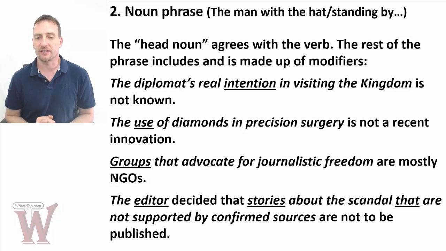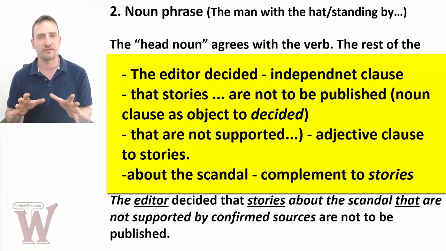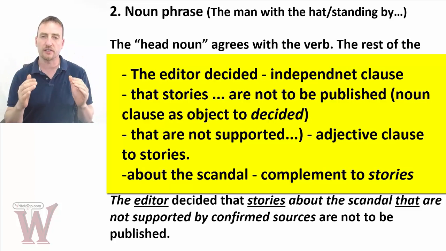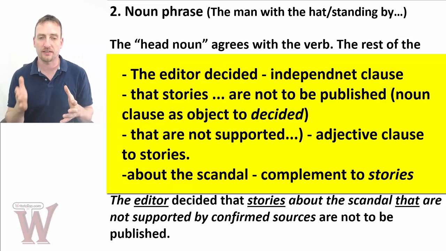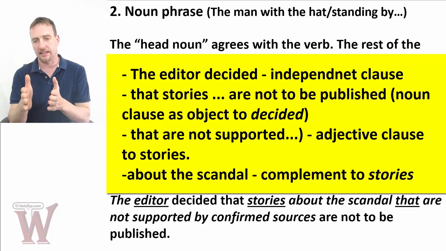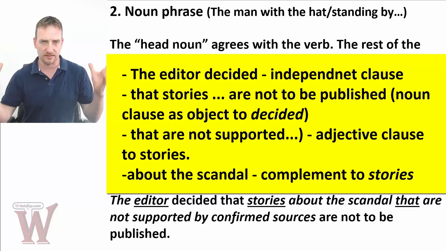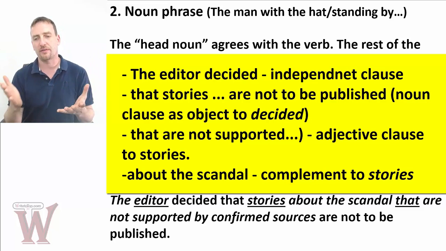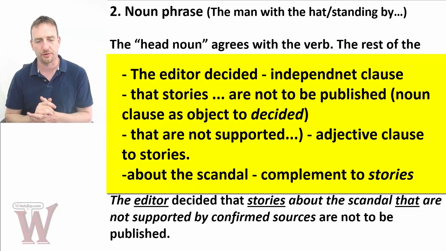The editor decided that stories about the scandal that are not supported by confirmed sources are not to be published. Okay, so the editor decided what? That stories. Now here again, you have a bunch of subjects. The editor decided. This is your independent clause. What did he decide? Decided that stories about the scandal that are not supported by confirmed sources. That is your object to decided. And so decided that these stories are not to be published. That is his decision. That is the object to decided. And that's why stories agrees with are not. Stories is plural, are is a plural verb.